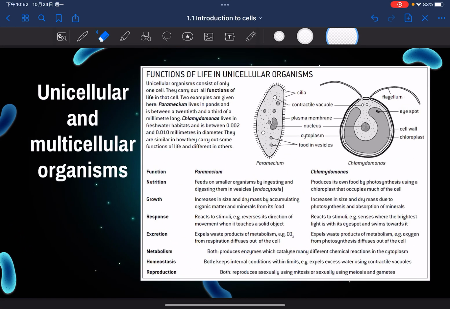Hello everyone. Today's topic is unicellular organisms and multicellular organisms. The first thing is I want to introduce the difference between them. And the second thing is I have to introduce the properties of life, or the functions of life. So first, let's see what unicellular organisms are.